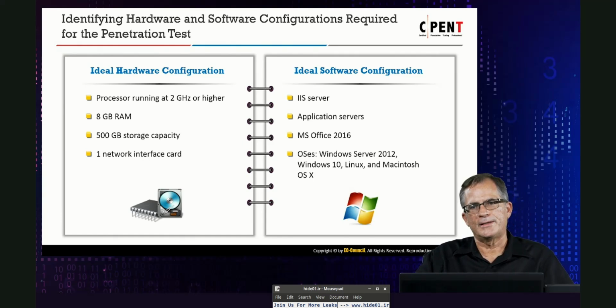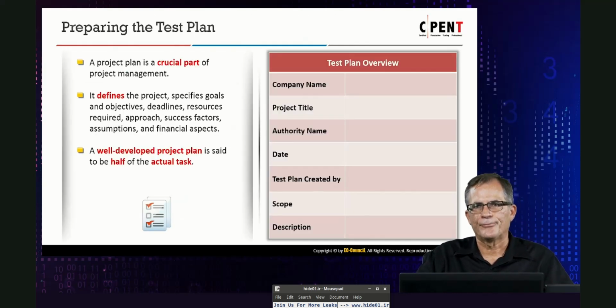Again, when we're running testing, we want to have the strongest machine, be it laptop or whatever we're doing the testing from, that we can actually support. So always get the most RAM, the most storage, and the highest processing speeds you can get. And get your testing plan.